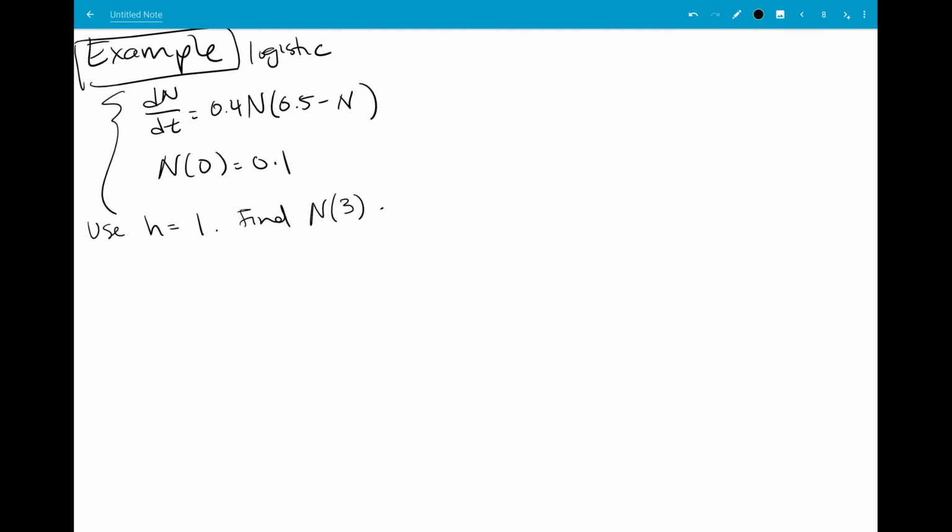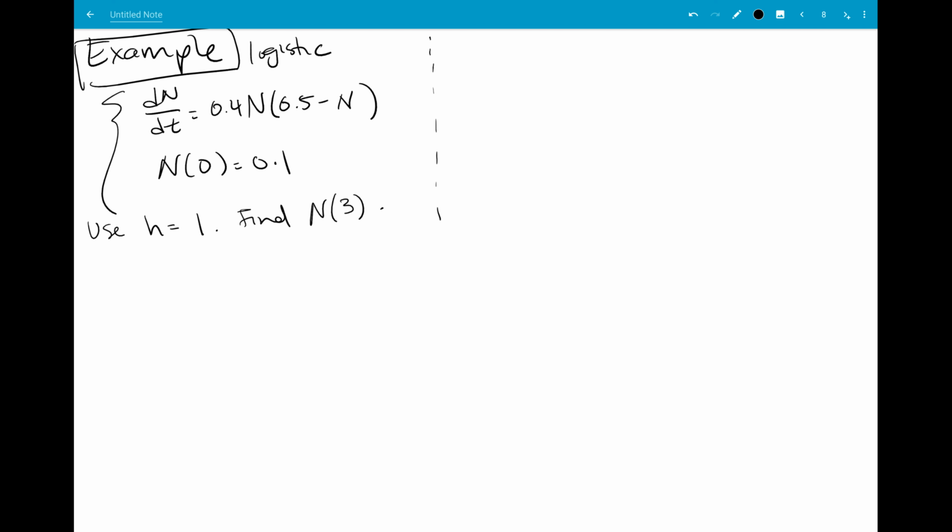It's dN/dt is r times N times (K minus N). So I picked 0.4 for r and 0.5 for K. Given the initial condition N(0) equals 0.1, we're told to use h equal to 1 to find N(3).